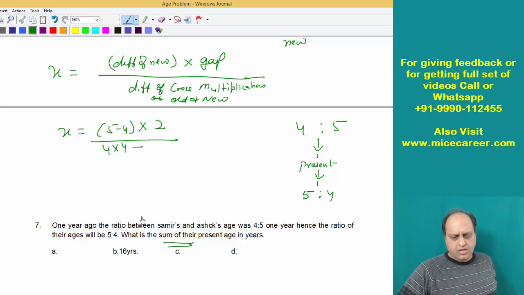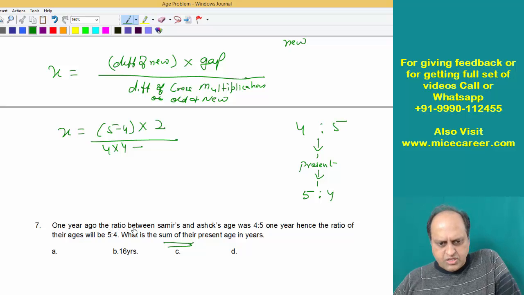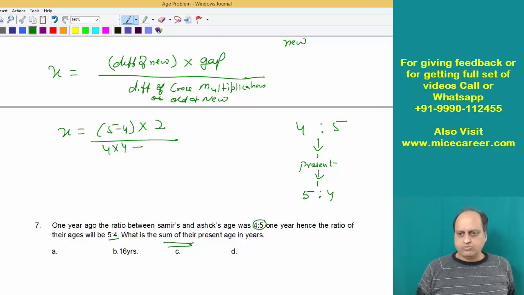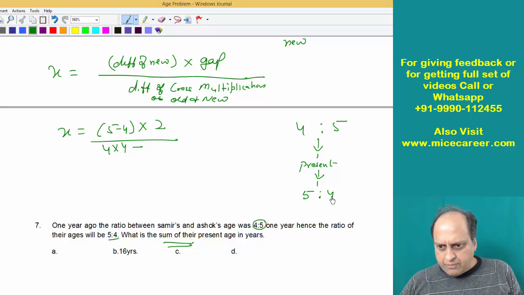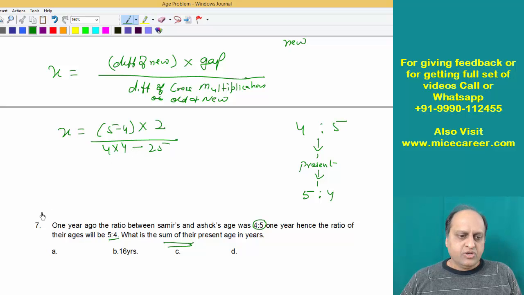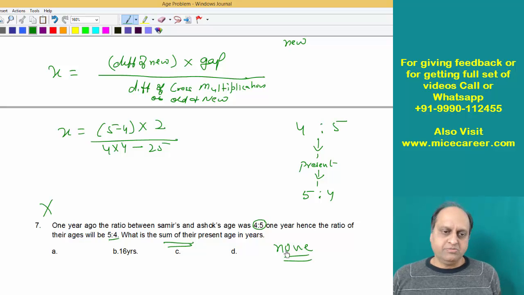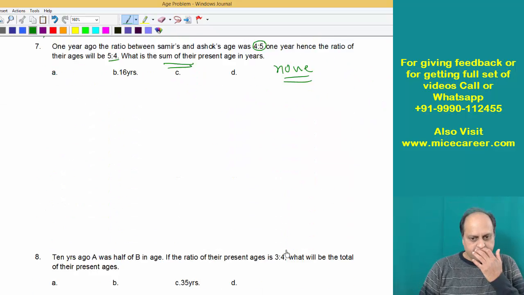There is something wrong in the question, because 1 year ago the ratio was 4:5. Samir is small and Ashok is elder. But after 1 year their ages will be 5:4. Samir will become older and Ashok will become smaller. It is wrong. Why did I get it? Because 4 4s are 16 and 5 5s are 25. I am getting the answer in negative. So there is a problem with the question. The answer is none. Not possible. Clear? Here there is a problem with the question.